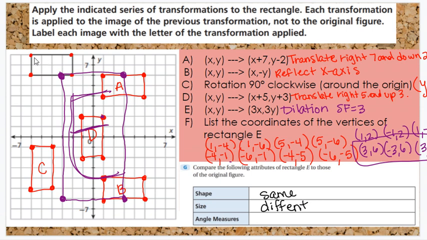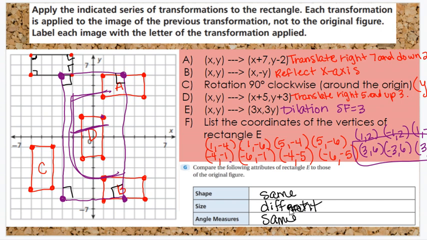And what about the angle measures? Well, this angle up here in the original is 90 degrees. This one's 90, and this one's 90, and this one's 90. And then in my purple rectangle, all the angles are also 90. So the angle measures, even though the figure got way bigger, the angles didn't change. They're still the same.